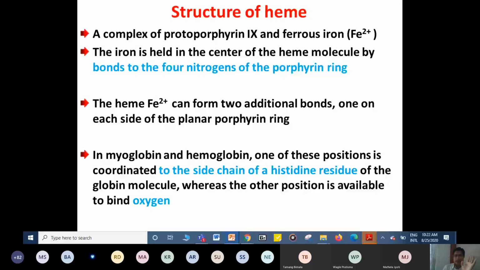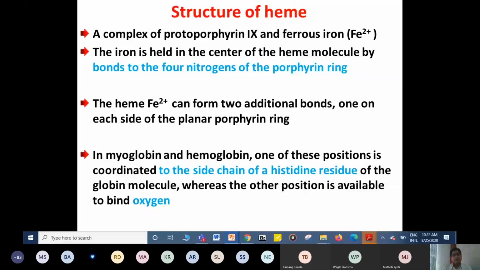Let's say 6, like 6 valency. Now 4 valencies are occupied by the 4 nitrogens, and now 2 are remaining. Among them, the heme can form 2 additional bonds, one on each side of the planar ring. We'll see along with the structure later on. In myoglobin and hemoglobin, one of these positions is coordinated to the side chain of a histidine residue of the globin molecule, whereas the other position is available to bind to oxygen. Okay, this is the place where the oxygen binds in the heme.